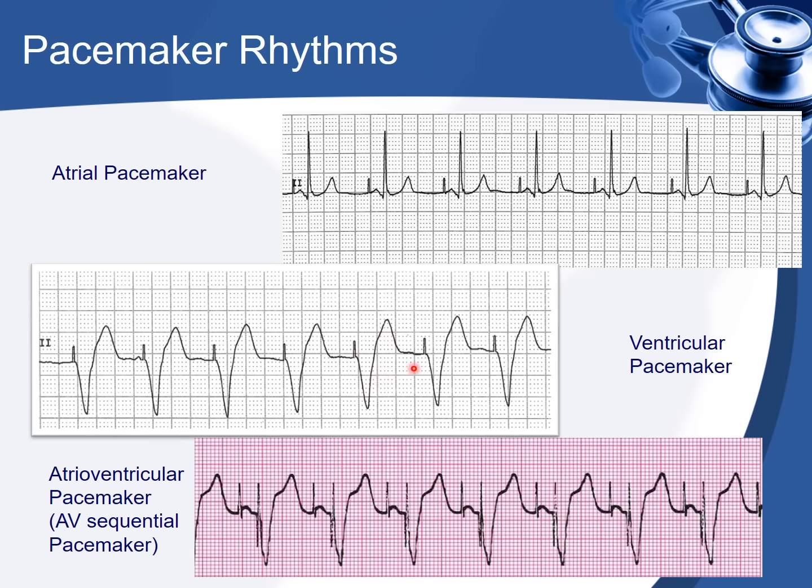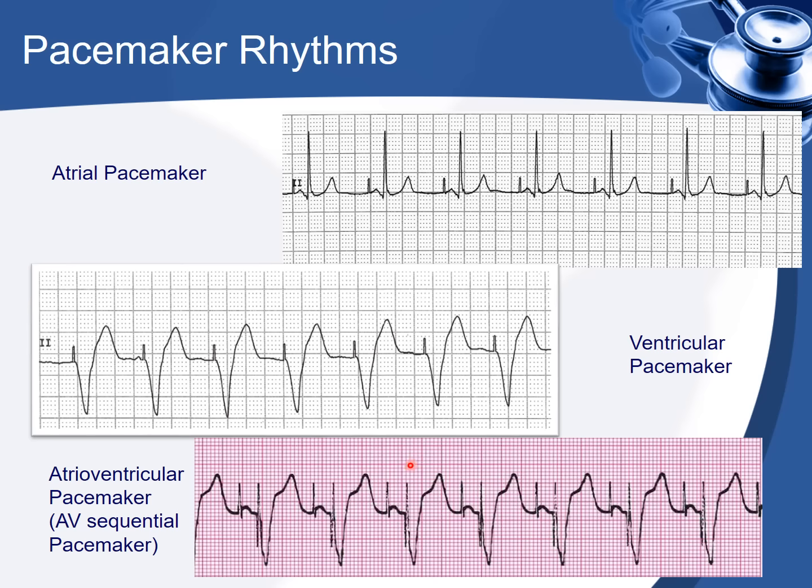Same thing here. You see these spikes that go up before every QRS, and all of your QRSs are going to be wide and bizarre looking. They kind of look like PVCs. However, just remember that the reason that this QRS looks like this is that we are stimulating the ventricular fibers. So that's why these beats look different. Ventricular pacemakers can be either permanent or temporary. So if we ever have to put in a temporary pacemaker, you will see this type of rhythm.